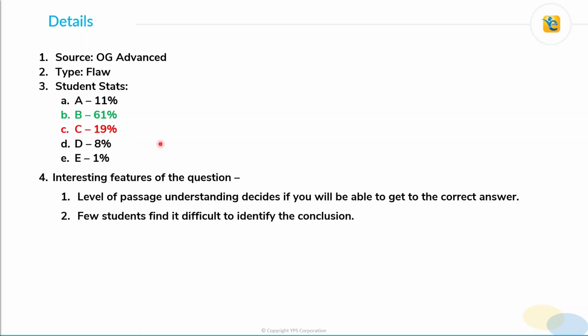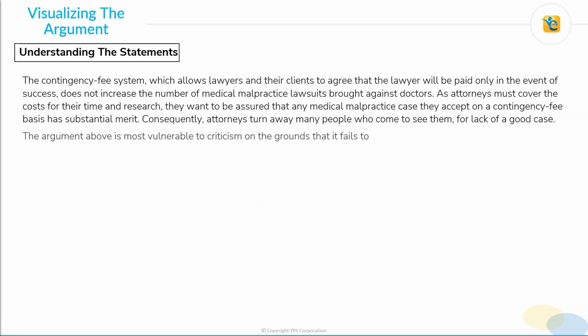reason. Alright, you may have selected choice B, that is fine. However, in this question, it is very important to understand whether you are rejecting the incorrect answer choices for the correct reasons. So this question has two traps. One is about the logic of the passage, and the second is regarding the identification of conclusion. So some students find it difficult to identify the conclusion as well. So let's start solving the question.